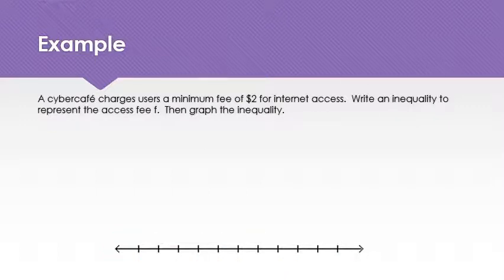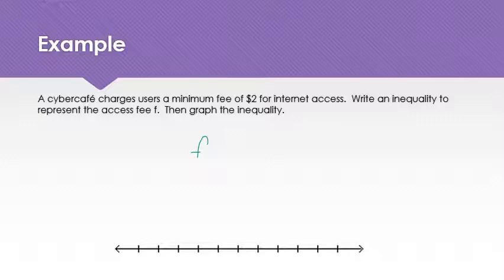Let's look at another example. A cyber cafe charges users a minimum fee of $2 for internet access. Write an inequality to represent the access fee, F, then graph the inequality. Well, I'm looking at F here because that represents our fee.